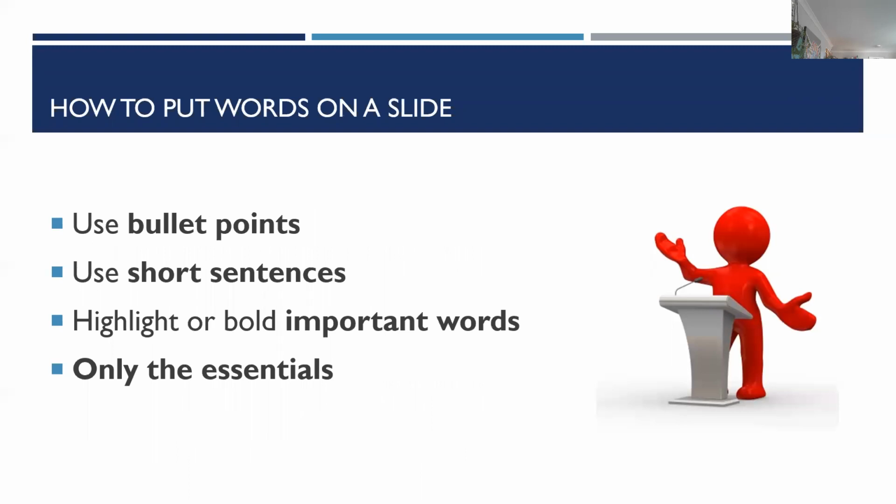When you do put text on, what should it look like? What kind of text should you put? Well, use bullet points. If you can, use short sentences. Even better, incomplete sentences, just your key points. And remember to highlight any of the key words in either bold or just lit up, and only put the essential information on here.